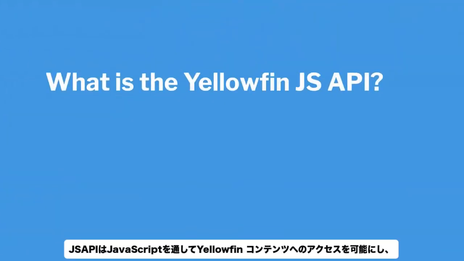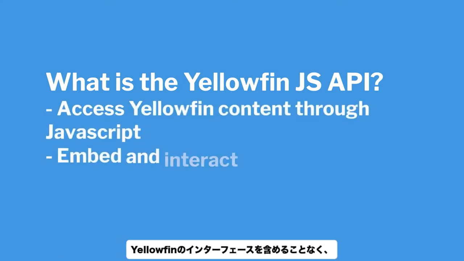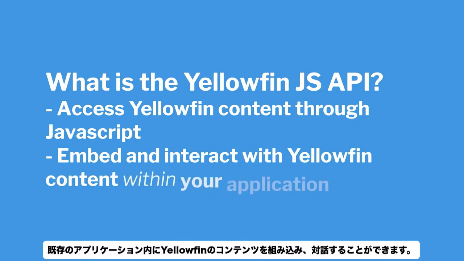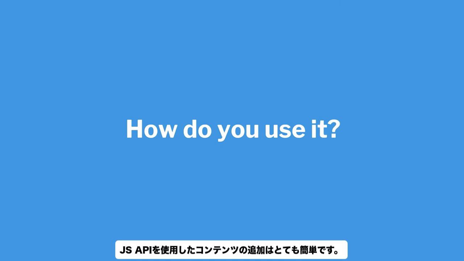What is the Yellowfin JS API? The JS API allows you to access Yellowfin content through JavaScript and enables you to embed and interact with Yellowfin content within your application without needing to include the Yellowfin interface. This method gives you a lot of UX control. How do you use it? Adding content using the JS API is very easy.